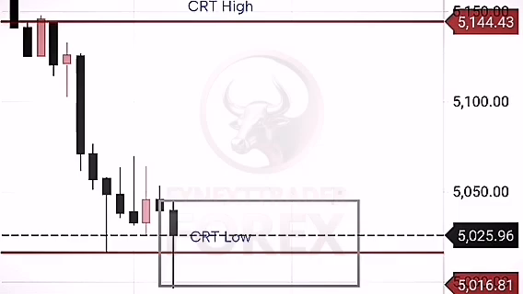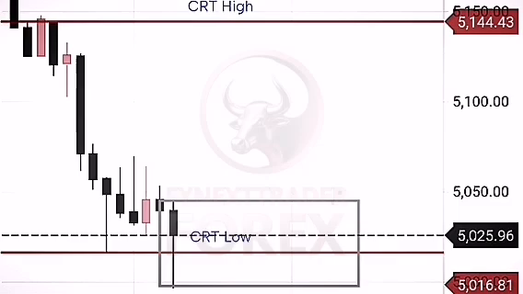Okay, now as I said earlier, you can use any type of entry model you have been trading: breakout, fair value gap, order blocks, or others. Basically, I trade both. I trade order blocks and I trade breakout. So for me, on this particular trade, I will be trading breakout.